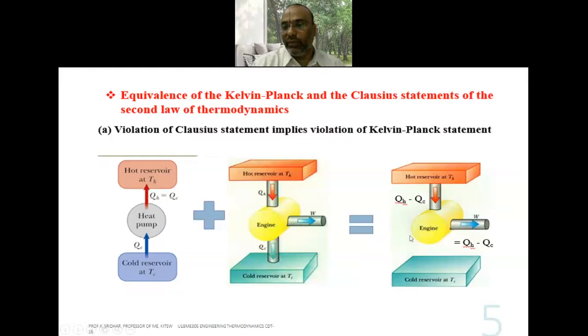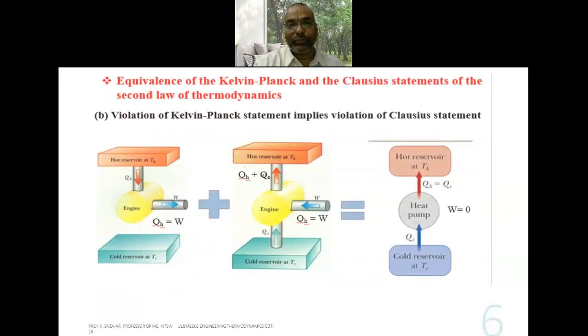The combined effect says that the heat engine is producing some amount of work with only a single thermal energy reservoir. So there is no need of the sink. No need of the sink means it is violating the Kelvin-Planck statement. So here the violation of the Clausius statement is leading to the violation of the Kelvin-Planck statement. That's why we can say that both are equivalent with each other.